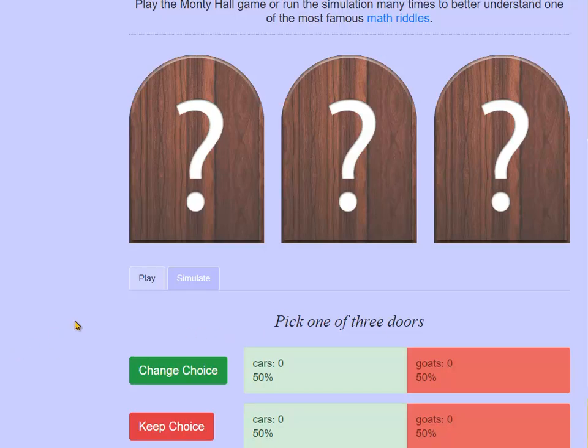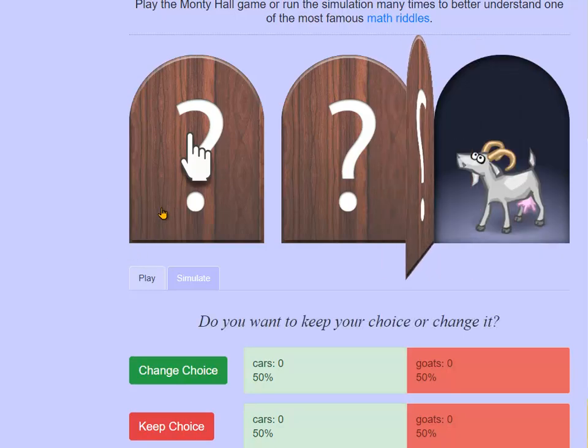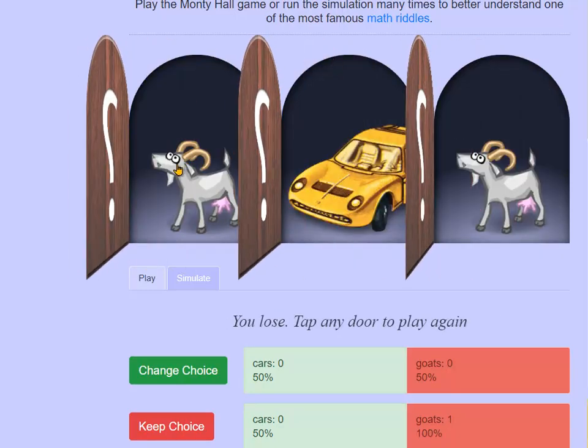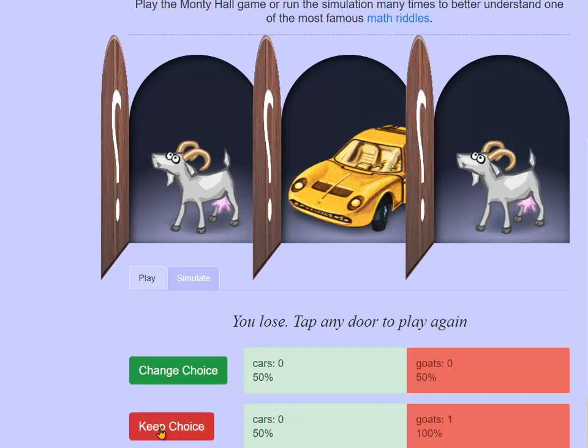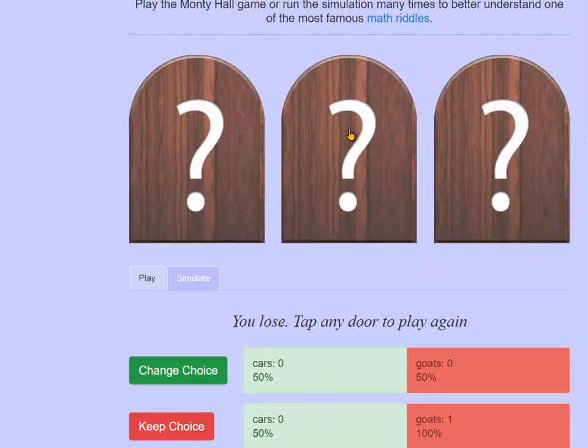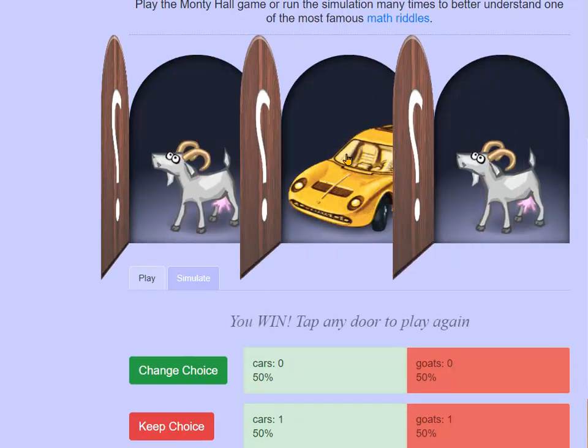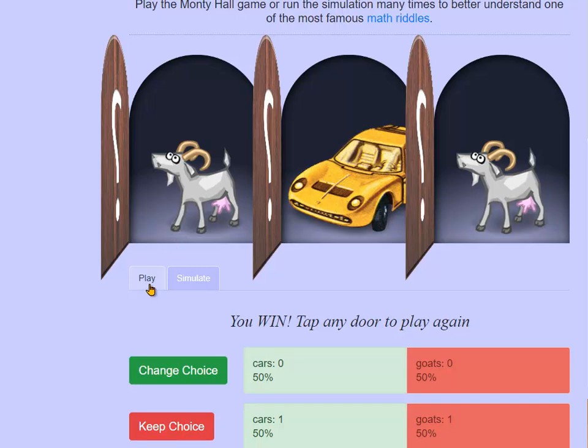So the instructions that I give you is to pick any door and then stay on that door. So here we go, and then stay on the door. And it turns out it actually records when I keep the choice. I want to repeat that 10 times. So I'm going to choose a door, I'm going to stay on the door. All right, this time I won.